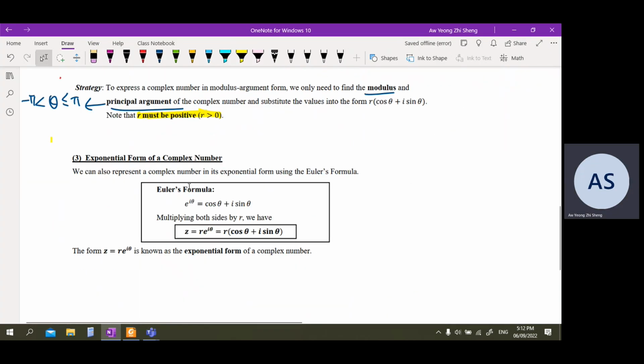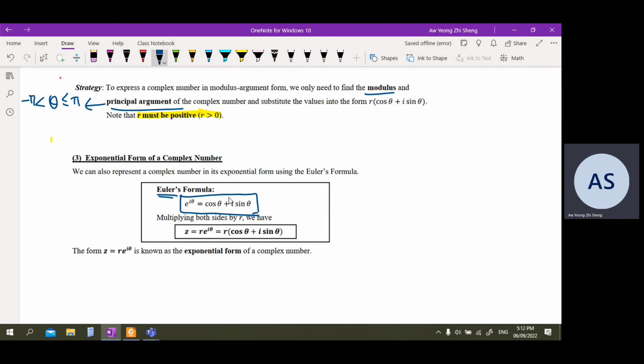For exponential form, we need to know this thing known as Euler's formula. The correct way to pronounce this word is Euler. But anyway, the name is not important. What's important is you need to know this relationship: e to the power i theta is always equal to cos theta plus i sin theta for all values of theta.